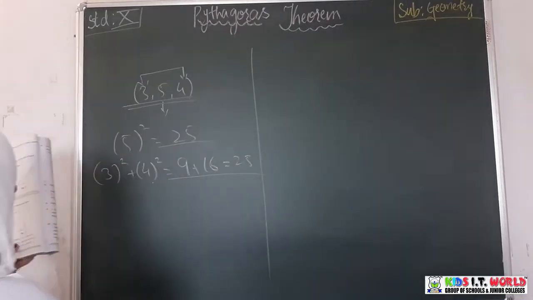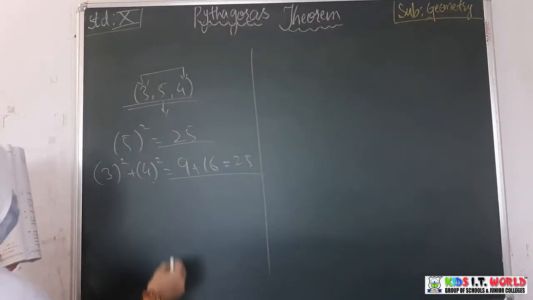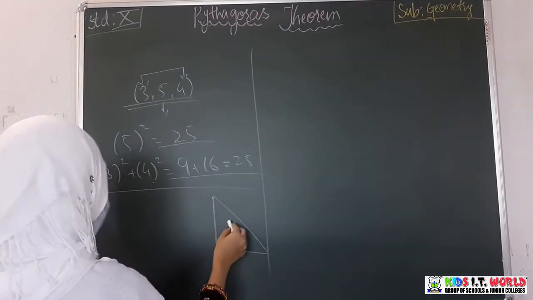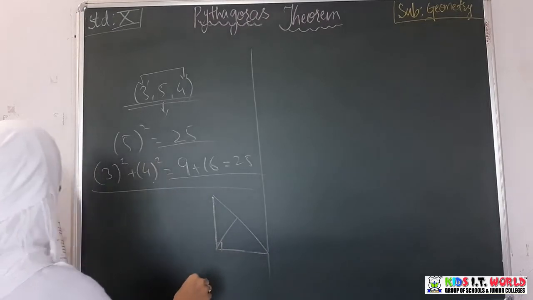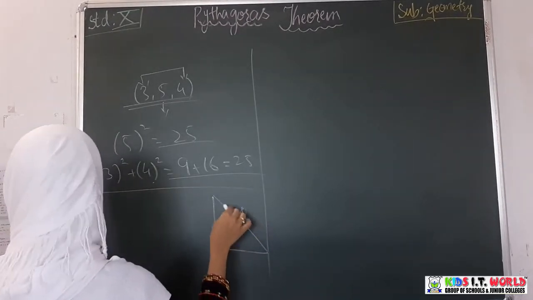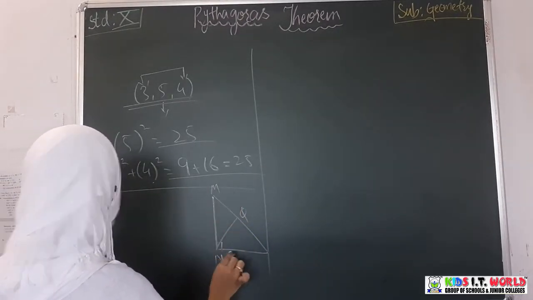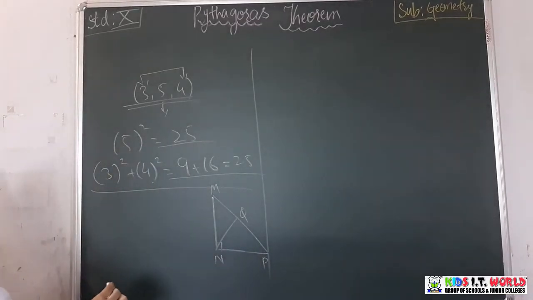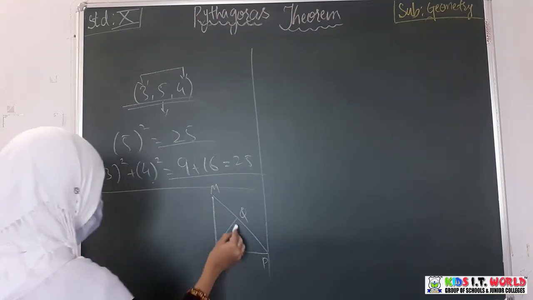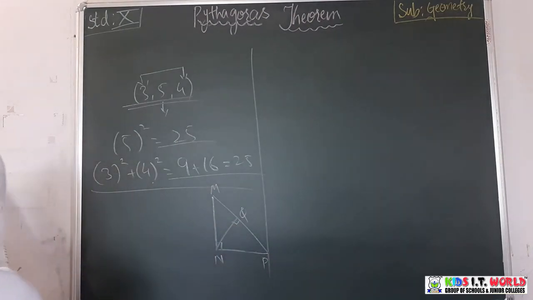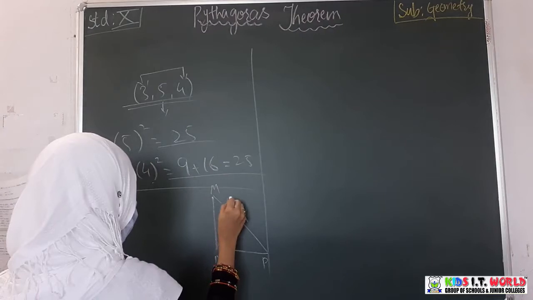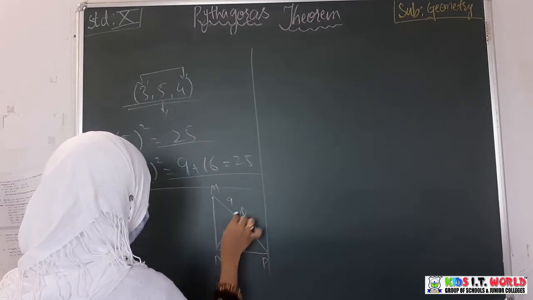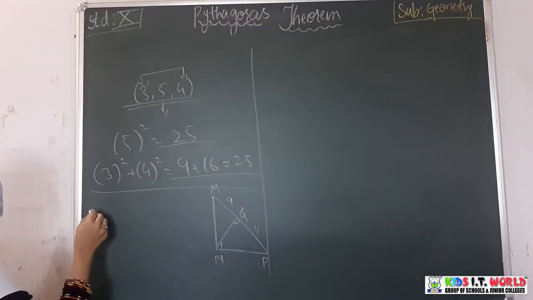In the figure, angle LMP is 90 degrees. First of all, draw the figure. Angle is of 90 degrees. It's Q, M, N, P. NQ is perpendicular to segment MP. The perpendicular is given. MQ is 9, QP is 4. We have to find NQ by the theorem of geometric mean.